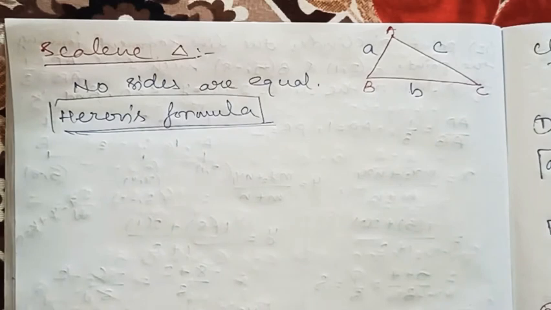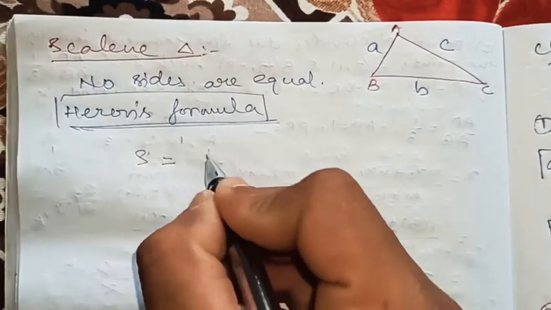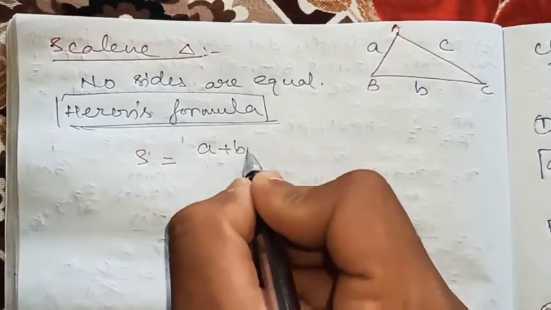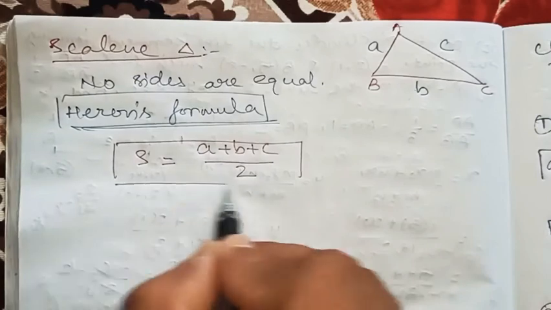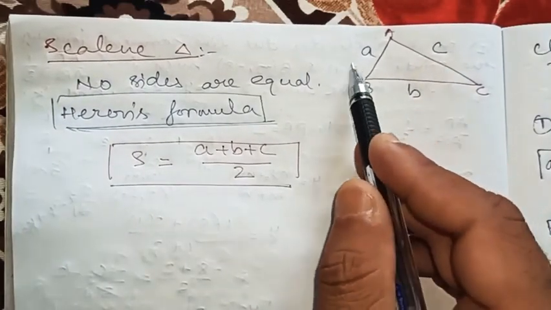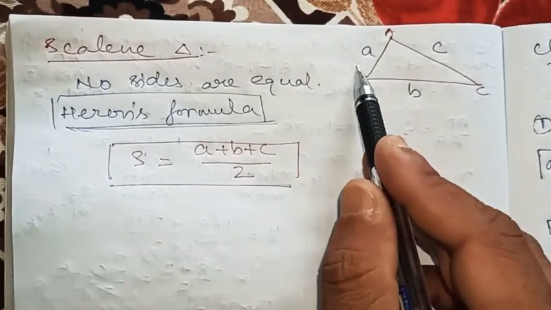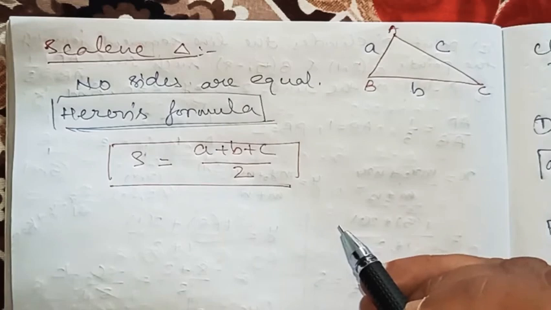Now the Heron's formula. First of all you have to find out s. s is (a + b + c) / 2. What is the formula of s? s is (a + b + c) / 2. If the sides are 5, 6, 7, just add 5 + 6 + 7 divided by 2. Like that you will calculate s.